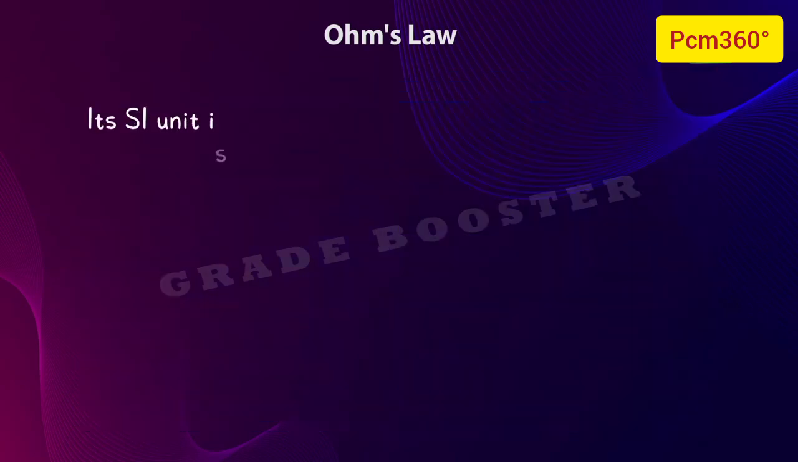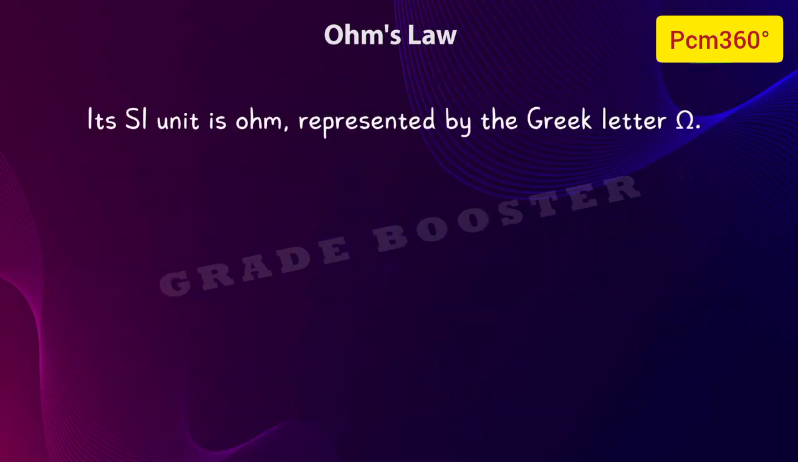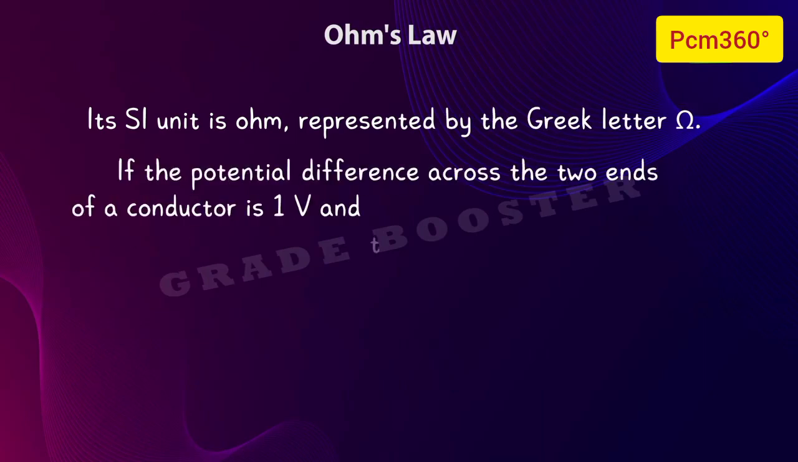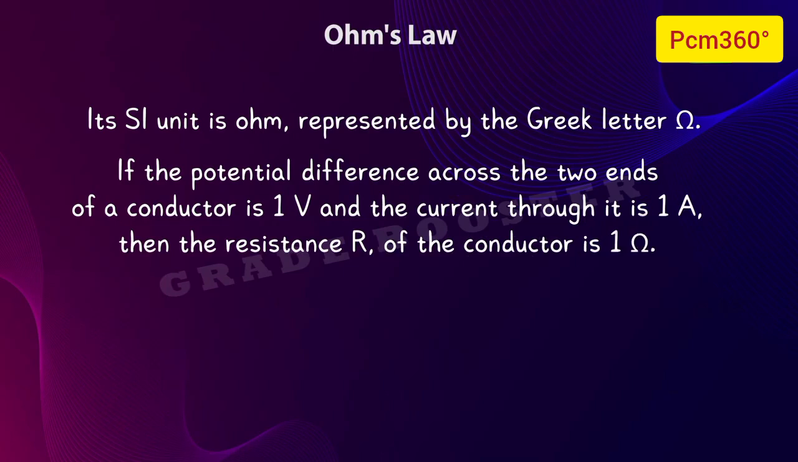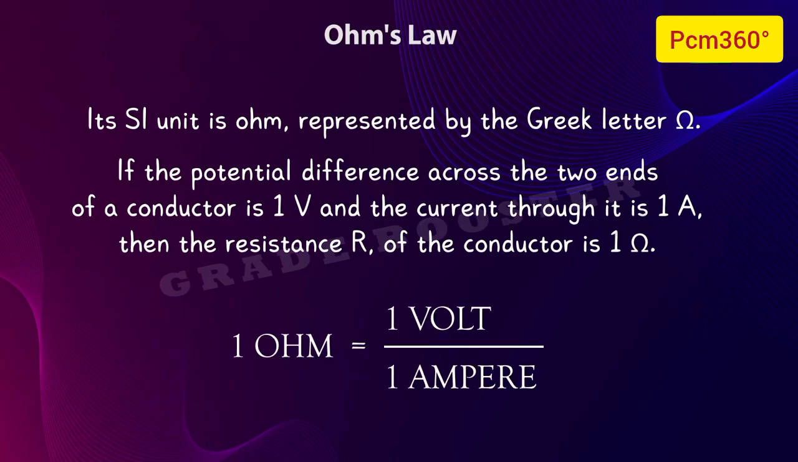The SI unit of resistance is ohm. It is represented by the Greek letter omega. If the potential difference across two ends of a conductor is 1 volt and the current through it is 1 ampere, then the resistance R of the conductor will be 1 ohm. That is, 1 ohm equal to 1 volt by 1 ampere.